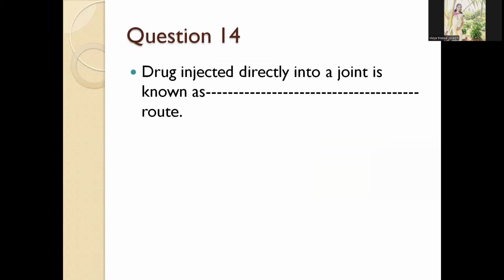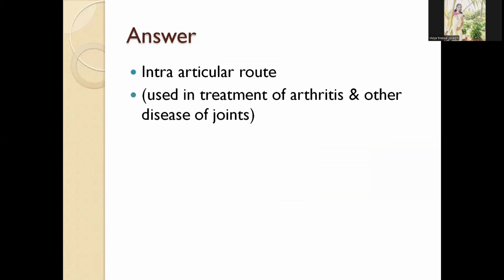Next question is, a drug injected directly into a joint is known as dash route. Drug injected directly into a joint. Don't get confused. Joint. So the answer is intra-articular route. It is used in the treatment of arthritis and other diseases of the joint. Intra-articular route is where we inject the drug into the joint.